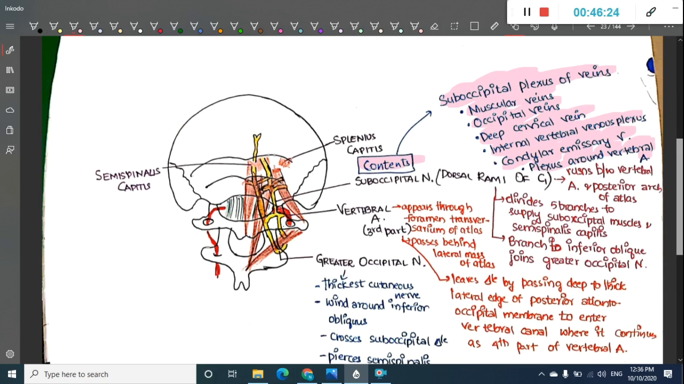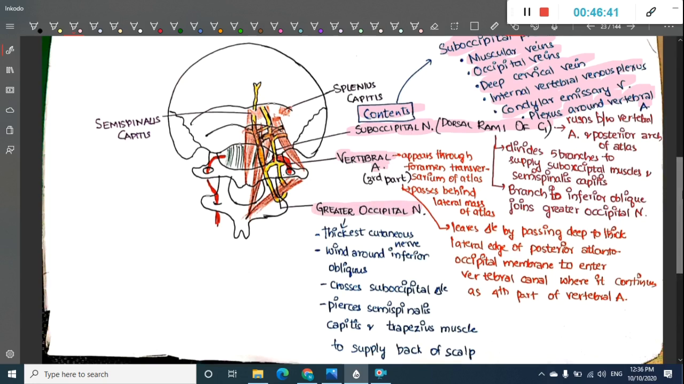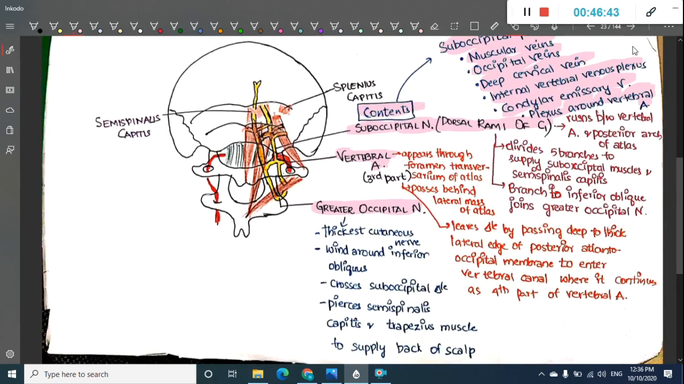There are also three contents which are important. One is the suboccipital nerve, which is the dorsal ramus of C1. We also have the vertebral artery and the greater occipital nerve. So this is about the suboccipital triangle.